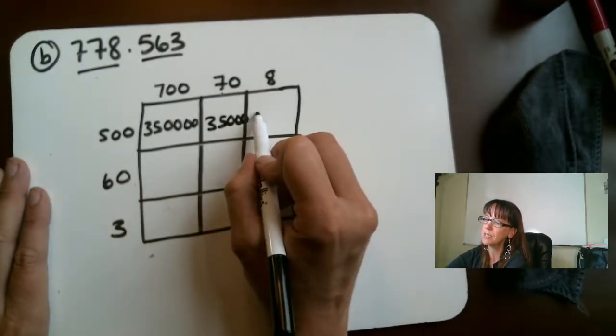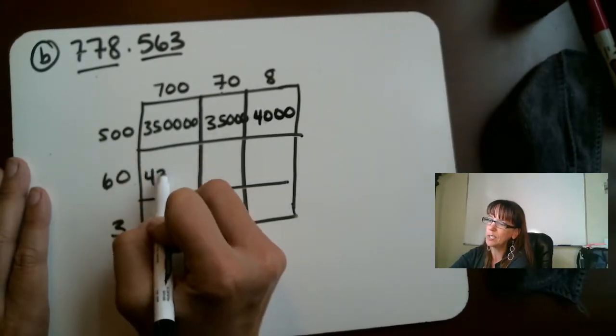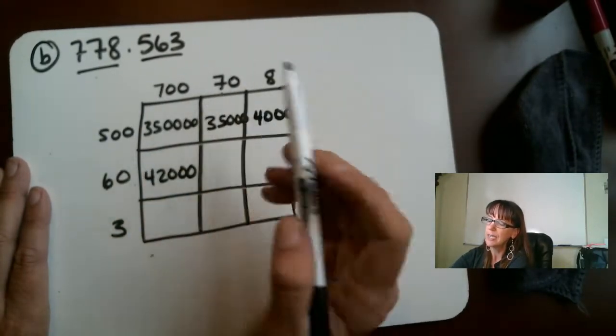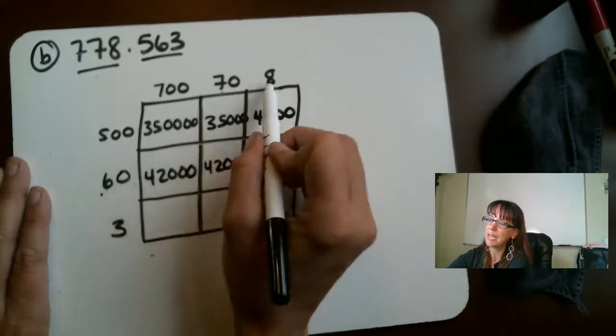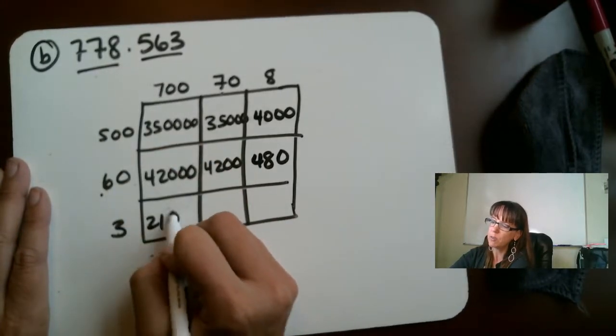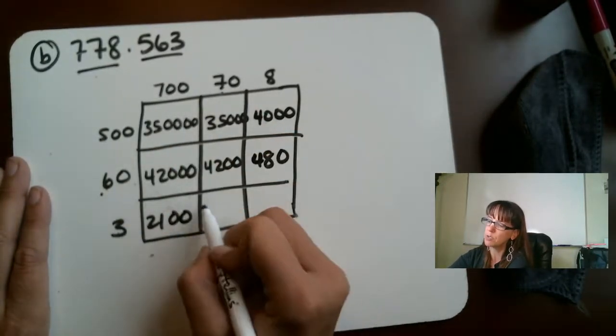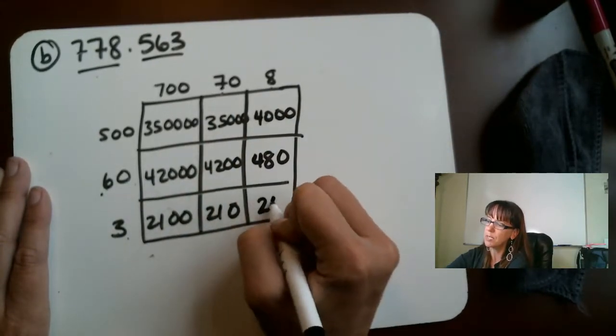8 times 5 is 40 with 2 zeros. 6 times 7 is 42 with 1, 2, 3 zeros. 7 times 6 is 42 with 2 zeros. 6 times 8 is 48 with a 0. 7 times 3 is 21 with 2 zeros. 7 times 3 is 21 with 1 zero. 8 times 3 is 24.